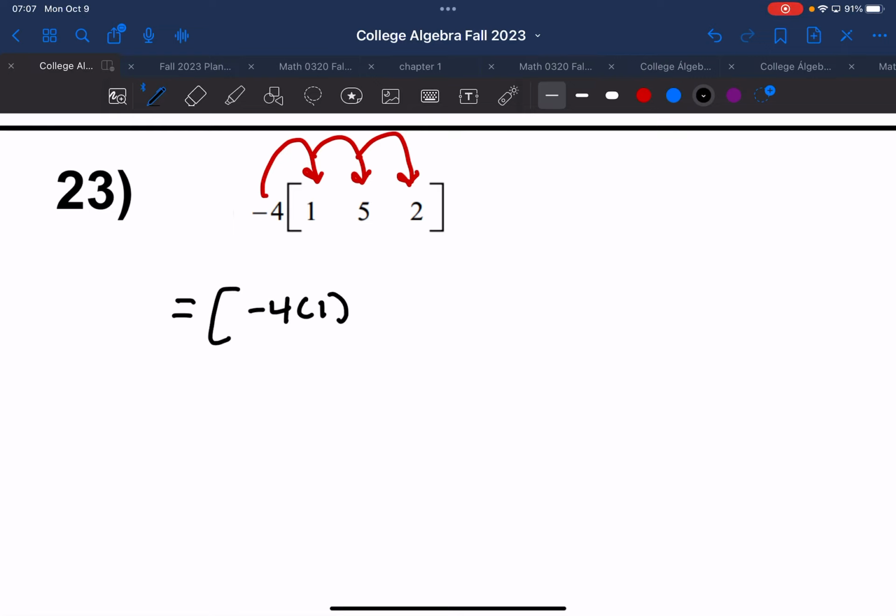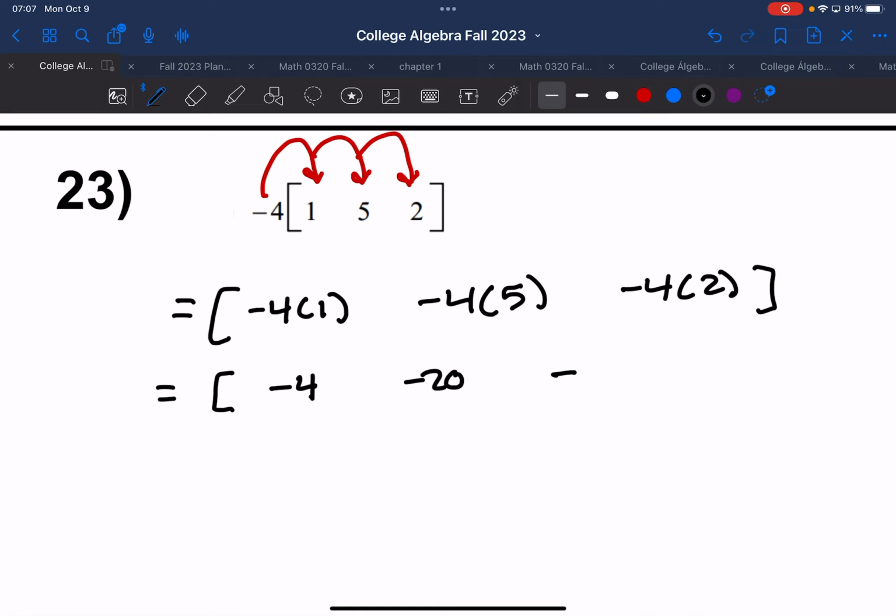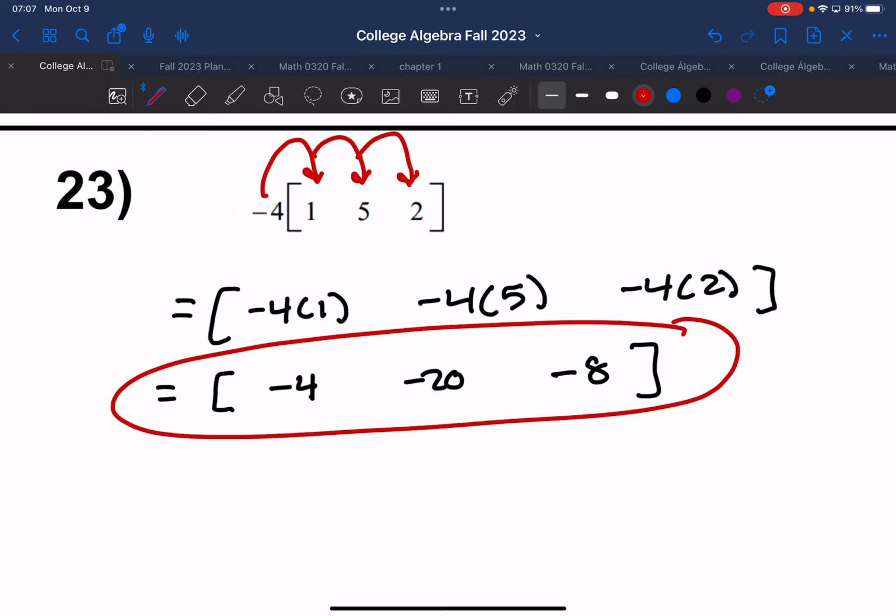So this would be -4 times 1, -4 times 5, and -4 times 2. So when we simplify that, that's -4, -20, -8. And that would be our answer. So when we see scalar multiplication, it's the same as just seeing a number outside of the matrix. So we would distribute that number in.